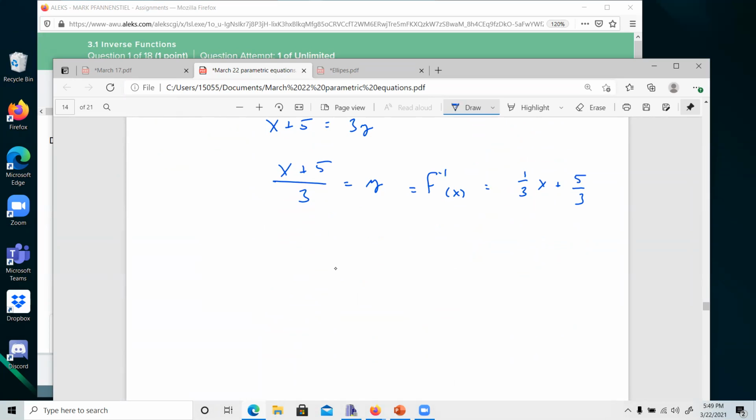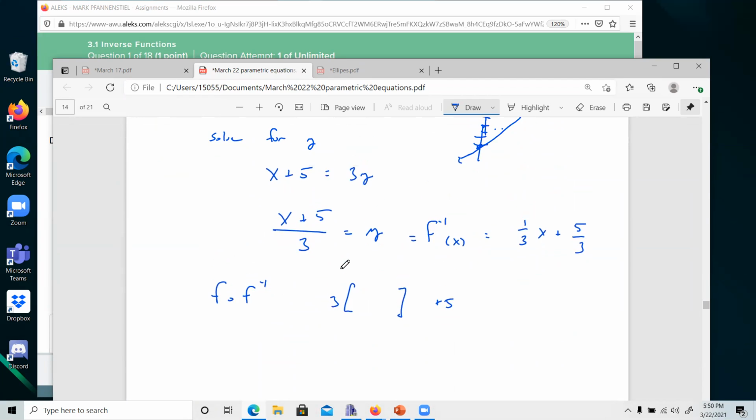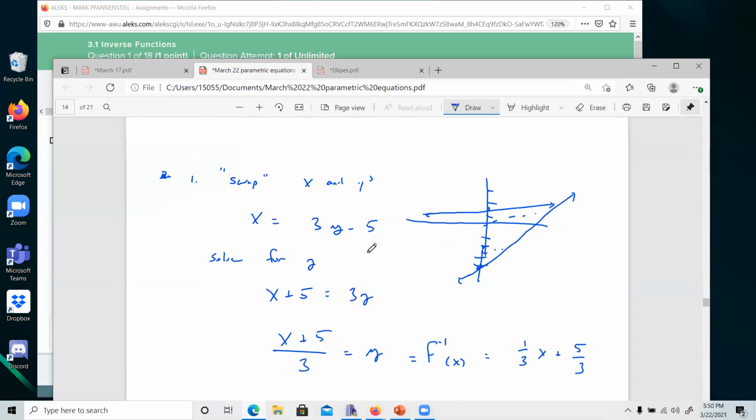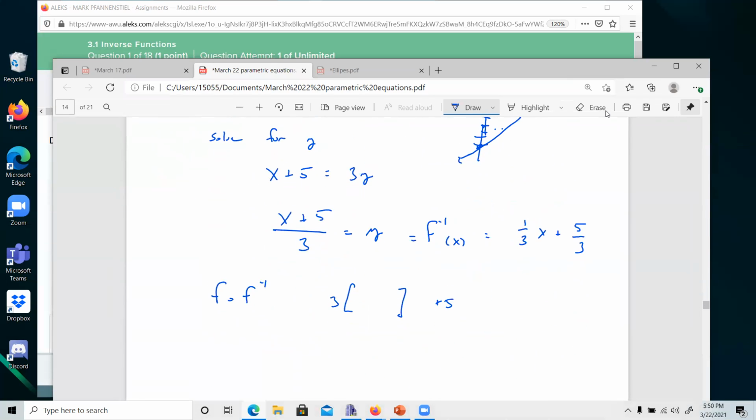But we could test it too. We could say, well, what's f of f inverse? Well, f says we're going to multiply some number by 3, and then add 5 to it. Oh, wait a minute. This should be, oh no, we're going to subtract 5 from it. That's it.